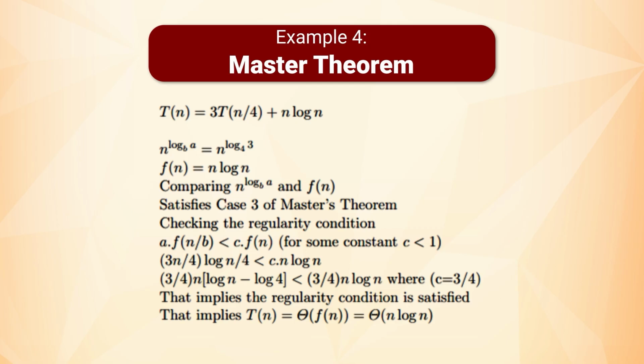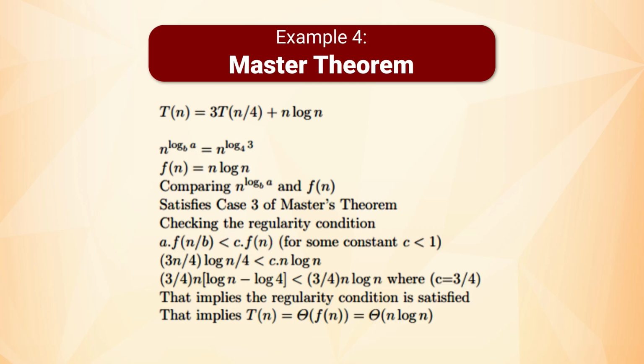So, in this example you can check this satisfy the case 3, and you just multiply a into f n by b. What is the value of a into f n by b? That is 3 into f n by b means n by 4, 3 into n by 4 into log n by 4 is less than c into n log n. So, in this case what will be the value of T n? So, T n equal to theta of f n. F n means n log n.